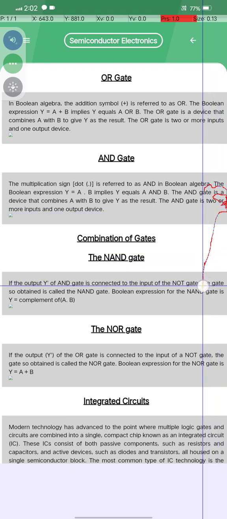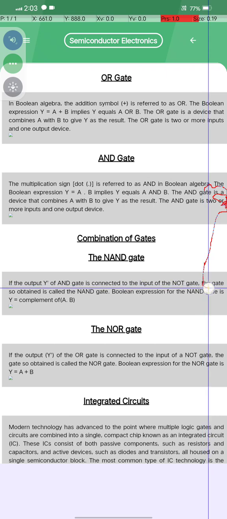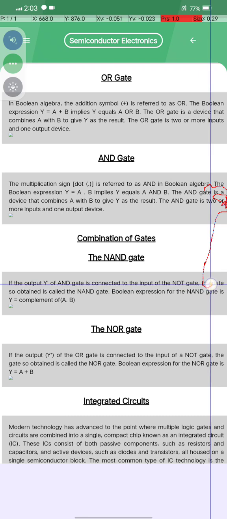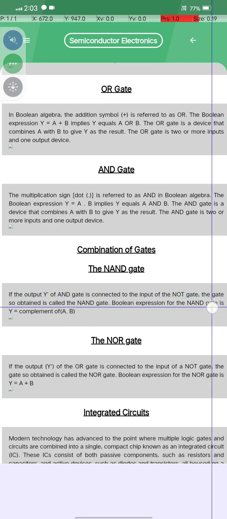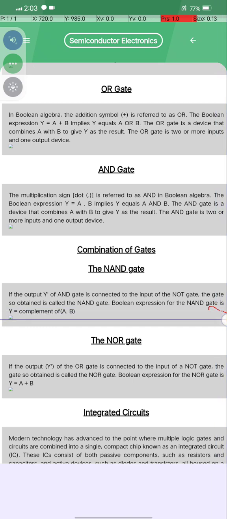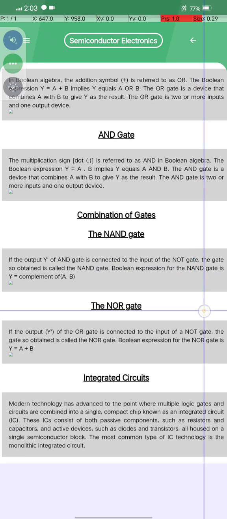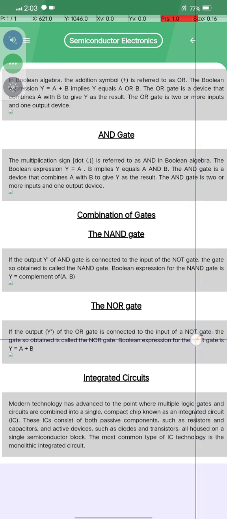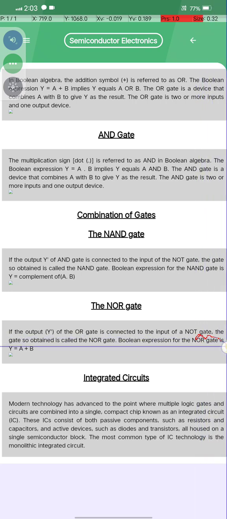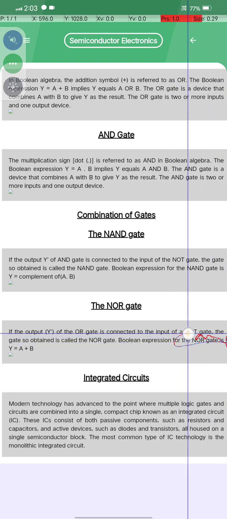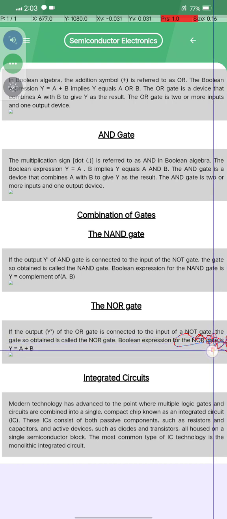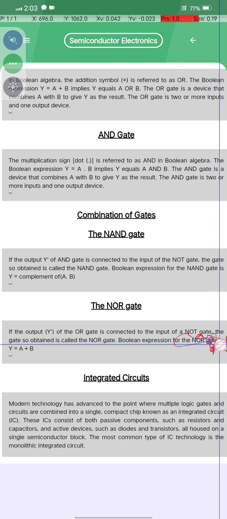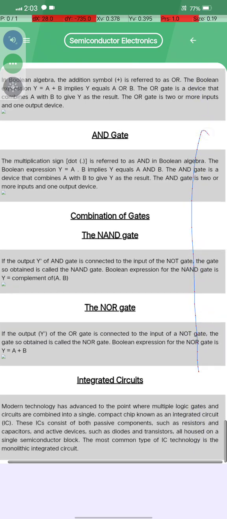What are NAND gates? If the output of an AND gate is connected to the input of a NOT gate, the gate so obtained is called the NAND gate, and the Boolean expression of the NAND gate is y equals the complement of a and b. Now what is the NOR gate? If the output of an OR gate is connected to the input of a NOT gate, the gate obtained is called the NOR gate, and the Boolean expression of the NOR gate is y equals the complement of a plus b.